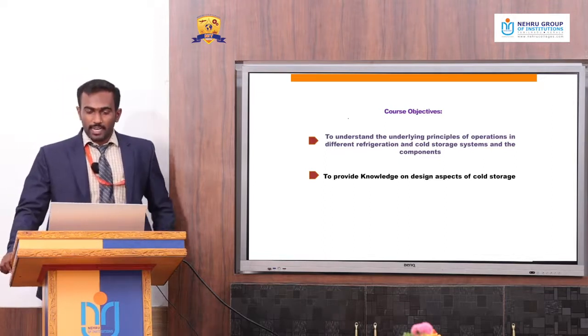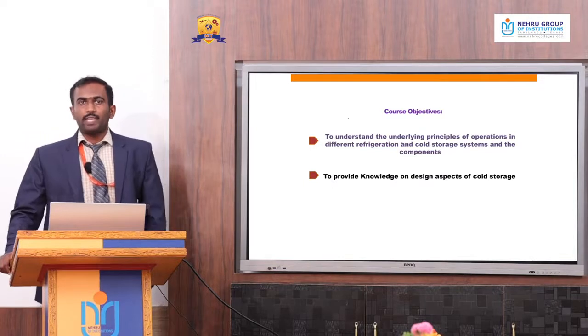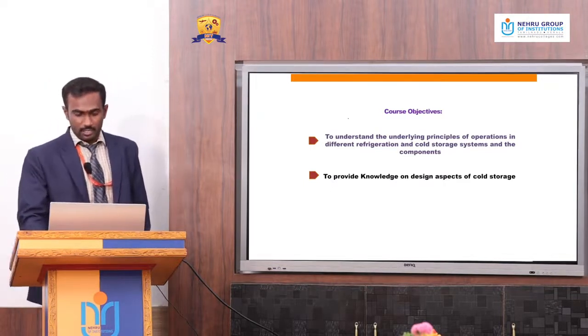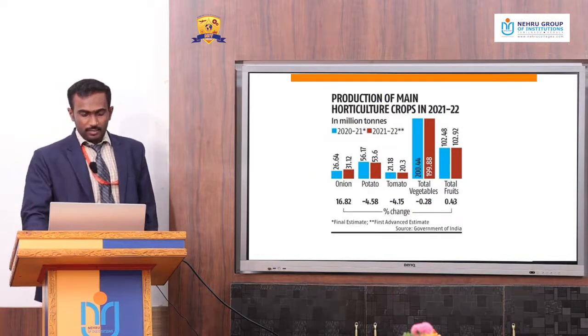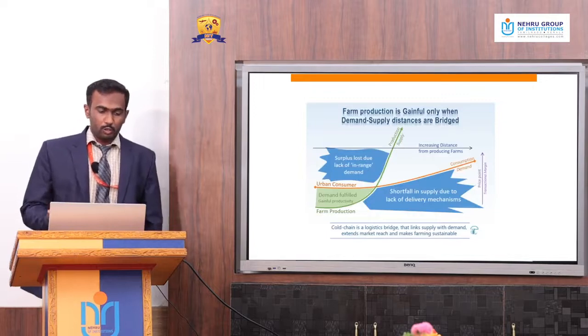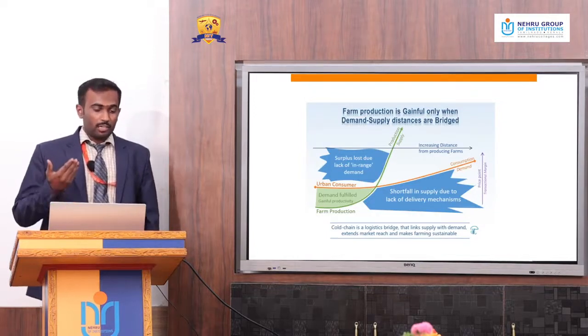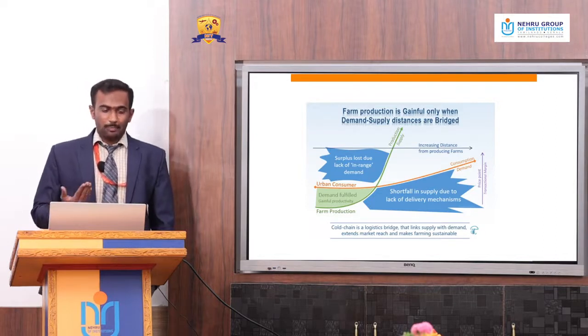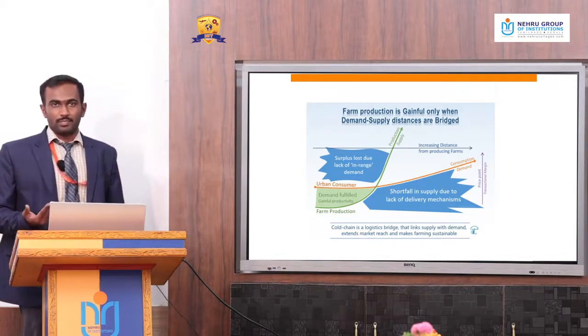As we all know, India has seen a spike in the production of fruits and vegetables, reaching 300 million tons. But still there is a gap. Even in case of surplus, these are not available in the in-range demand, and there is also a shortfall in supply due to lack of delivery mechanisms.